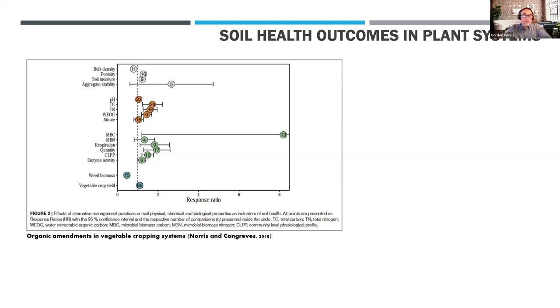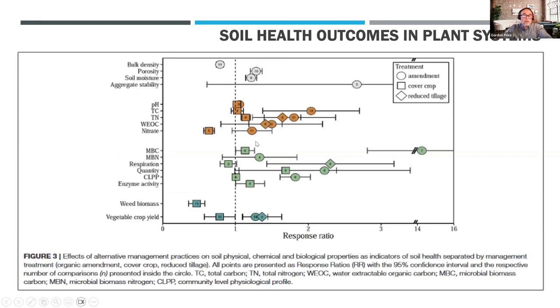So things such as soil bulk density, soil moisture, aggregate stability, microbial biomass carbon, microbial biomass nitrogen. Again, if we're looking at it in the context specifically related to reduced tillage systems, cover crop systems or amendments, you can see that the round bubbles that are representative of amendments really do play a significant role in providing benefits to soil health properties such as aggregate stability in the soil, microbial biomass carbon, which again is a way to sequester and to cycle carbon in a more natural cyclical way. Respiration, the quantity of carbon that is in the soil, as well as a number of other factors such as vegetable crop yield.